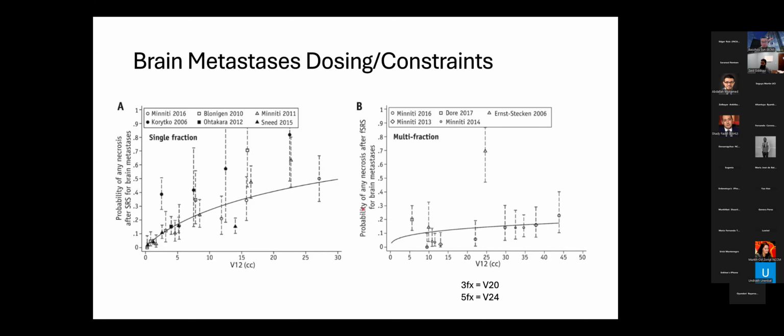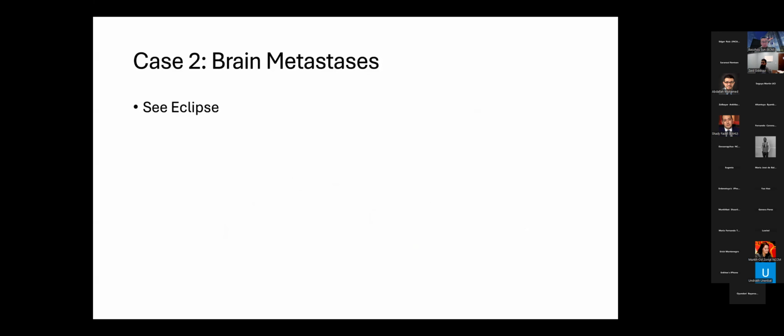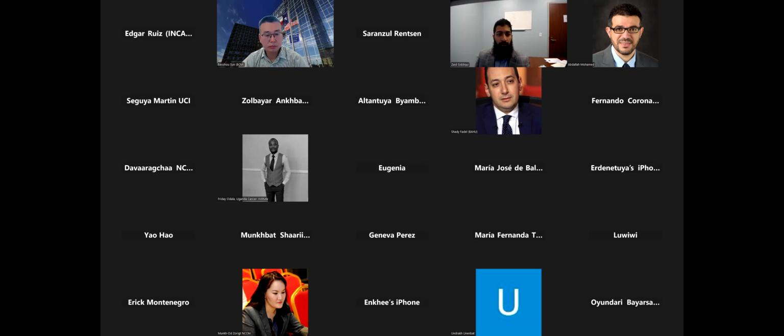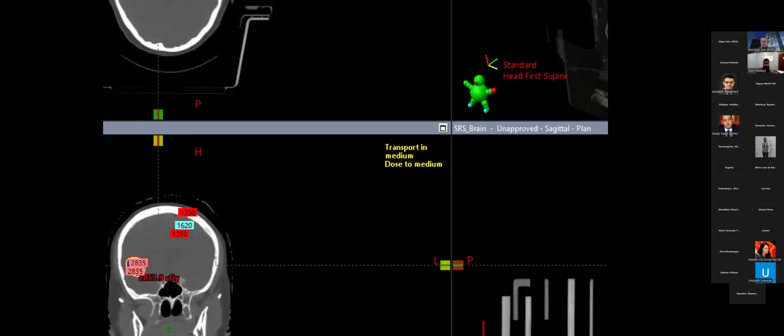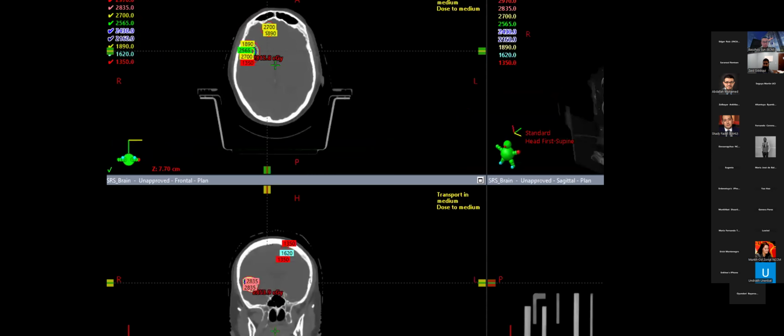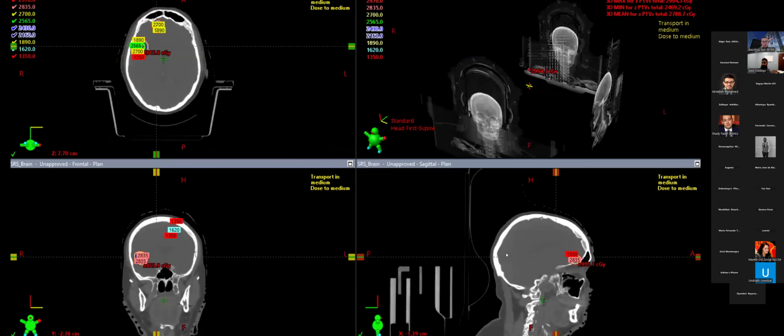So I also want to consider another case that's a little bit more complicated, but I want to share my screen here. So this is another case. However, this kind of illustrates multiple metastases and how we plan it. Maybe Dr. Sun will also go over some of the guidelines for how to plan this from a physics perspective.